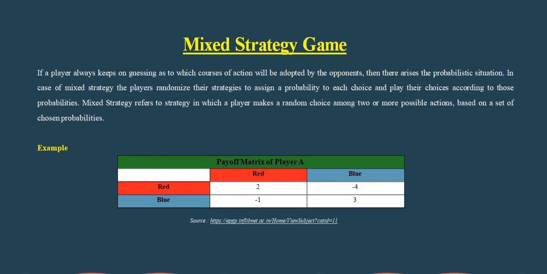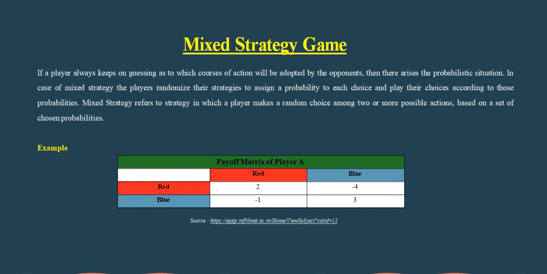If a player always keeps on guessing as to which course of action will be adopted by the opponents, then there arises a probabilistic situation. In case of mixed strategy, the players randomize their strategies to assign a probability to each choice and play their choices according to those probabilities. Mixed strategy refers to the strategy in which a player makes a random choice among two or more possible actions based on a set of chosen probabilities.